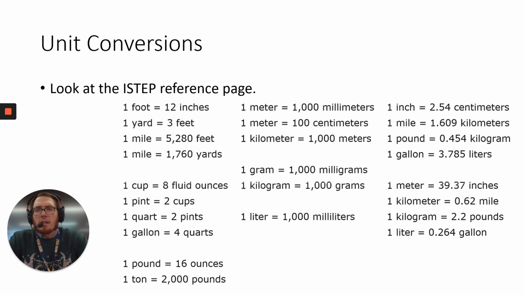All right, this information is just an old iStep reference page with unit conversions. My suggestion is you get a quick picture of this or find one online and take a picture. You'll notice the first group is customary system, the second group is metric, and the third is between the two.